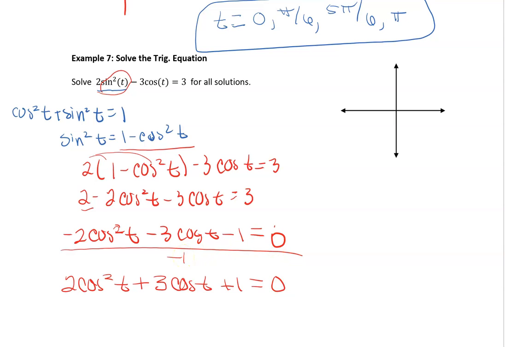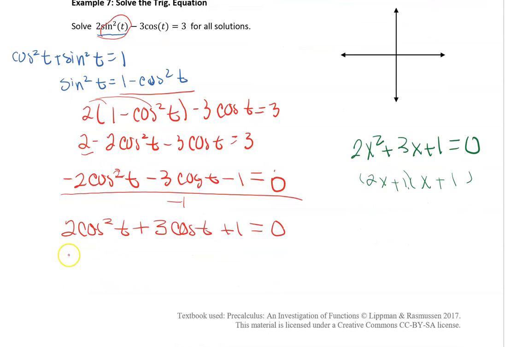Now, if it makes you feel more comfortable with your factoring, come over here and say, well, then that's like a 2x squared plus 3x plus 1 equal to 0. And then solve out from there. So this factors into 2x and x. What'll factor to give me 1? That would be 1 and 1. And then check it real quick. This would be a 1x. This would be a 2x. So that would combine to give you the 3x that you are needing. And then we're able to factor that. So we can come back over here to our problem and say, well, then that would be 2 cosine t plus 1 times cosine t plus 1 equal to 0.